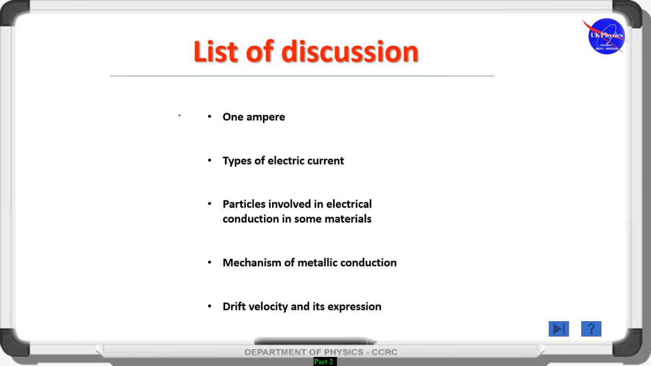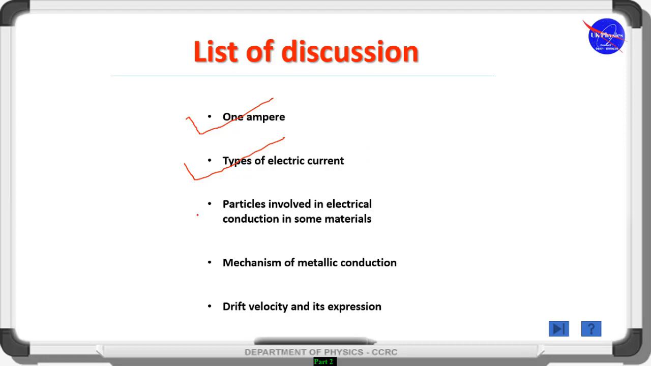Today we are going to discuss 1 ampere current, how 1 ampere current is defined and some important points related to 1 ampere current, and also the types of electric current. There are basically two types of current. The first one is DC current and the last one is AC current.